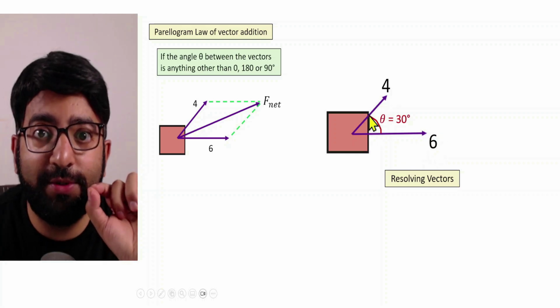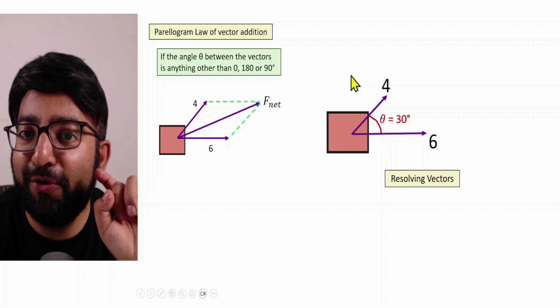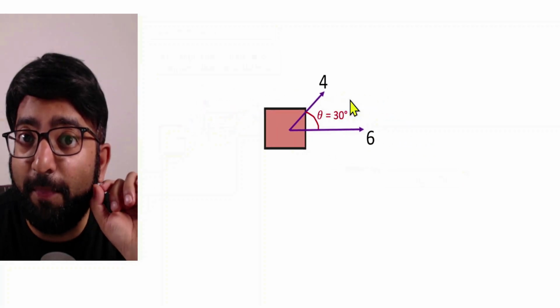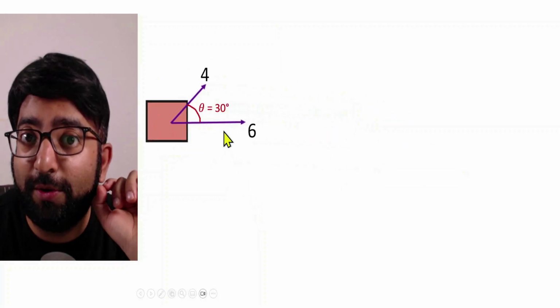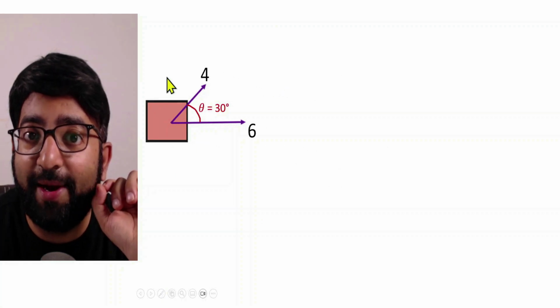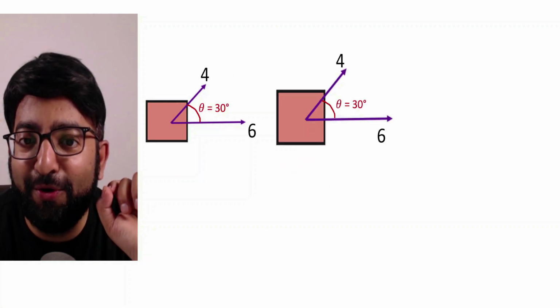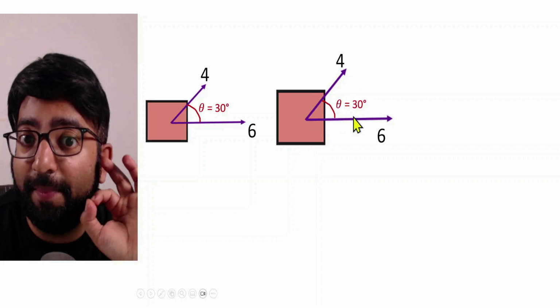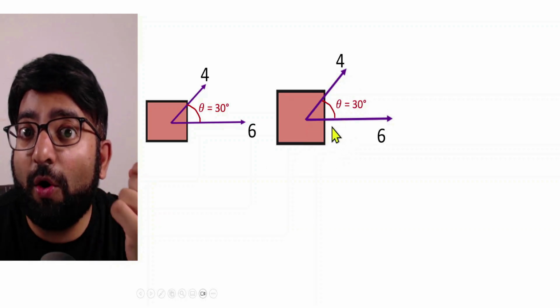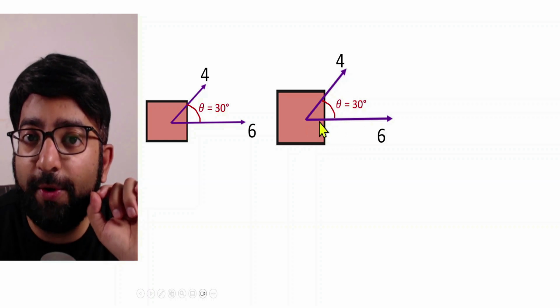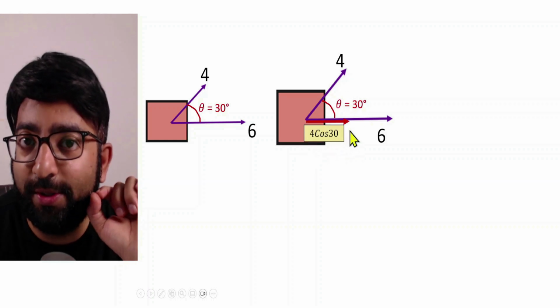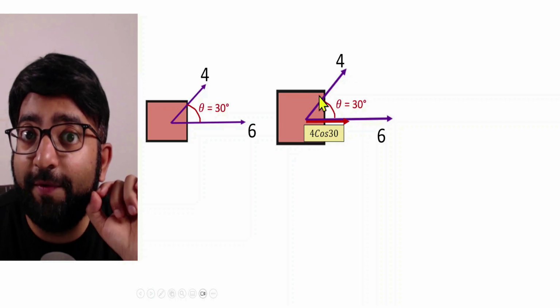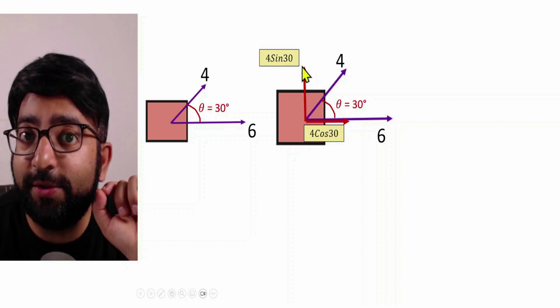But the 4 Newton force is neither along the x-axis nor along the y-axis. So it is important for us to break this 4 into the two components, the x component and the y component. All right, let's go. So 4 is at an angle of 30 degrees with the x-axis. Remember, now the x component will have the cos parameter. So the x component of 4 will be 4 cos 30, and the y component of 4 will have the sine parameter. So it will be 4 sine 30.